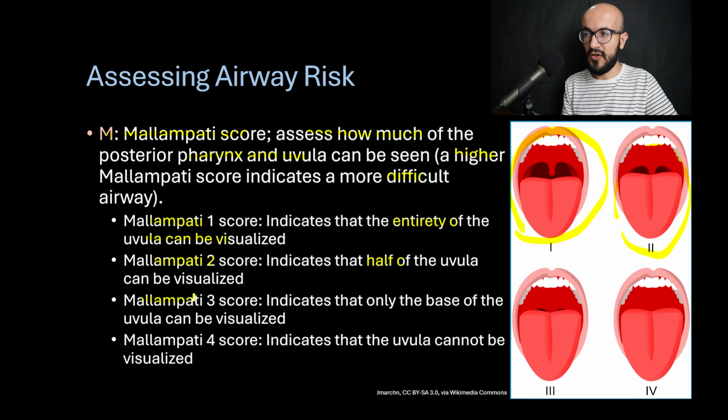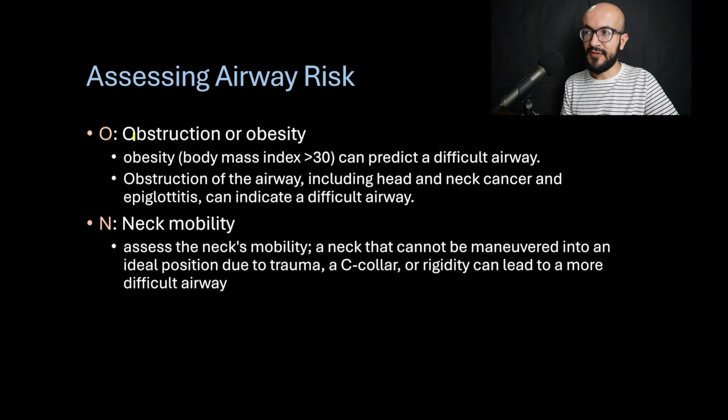And Mallampati score 3 indicates only the base of the uvula can be visualized, such as you can see in this picture here. And Mallampati score 4 indicates that the uvula cannot be visualized, such as you can see in this picture here. Now the O in LEMON is for obstruction or obesity, and obesity, when the body mass index is higher than 30, can predict a difficult airway, and obstruction of the airway, including head and neck cancer and epiglottitis, can indicate a difficult airway.